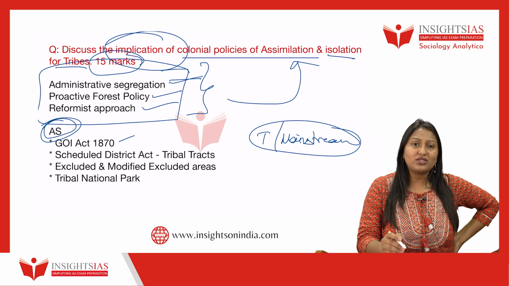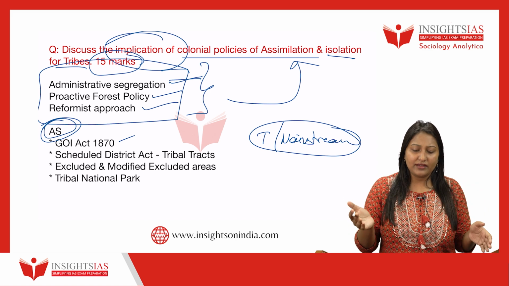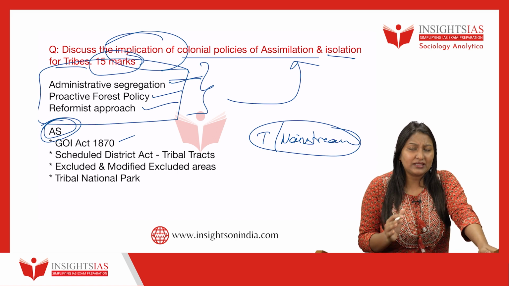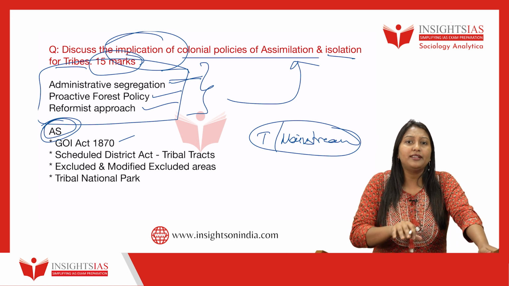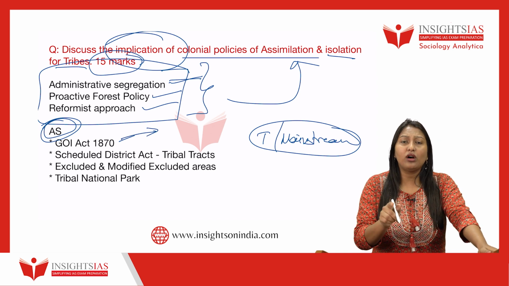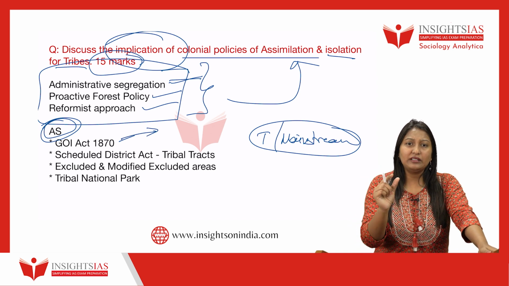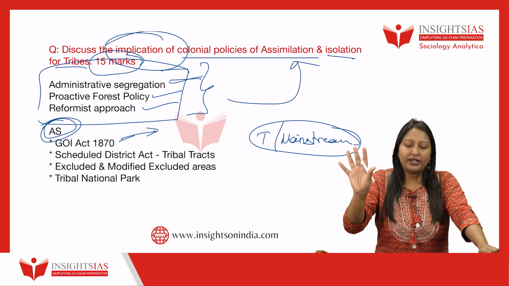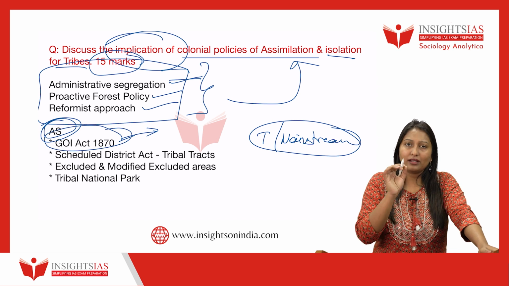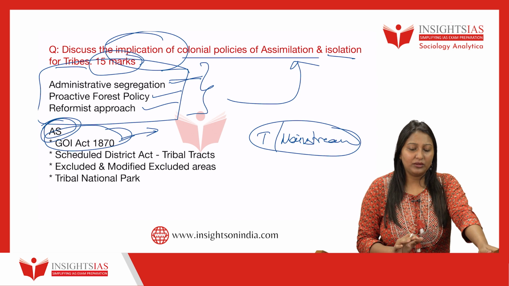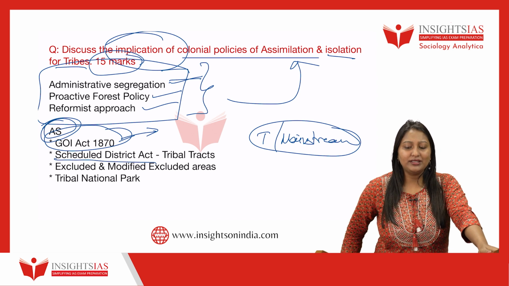Okay, so first and foremost is the Government of India Act 1870. This is the first and foremost act where they have tried to give a separate identity for the tribes. They say that tribes are not similar to the other caste-fold people, and they should be kept separate. So this is the first act where they have tried to give a separate identity or segregate tribes from the caste people.